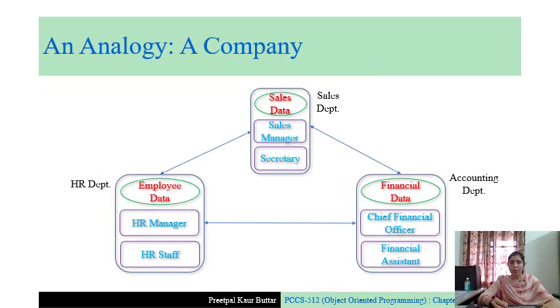We can understand it in more depth using an analogy of a company. For example, a company has 3 departments: sales department, HR department and accounting department. The sales department has sales data which is handled by the sales manager and secretary. Similarly, the HR department has employee data which is handled by the HR manager and HR staff. The accounting department has financial data handled by the chief financial officer and financial assistant.